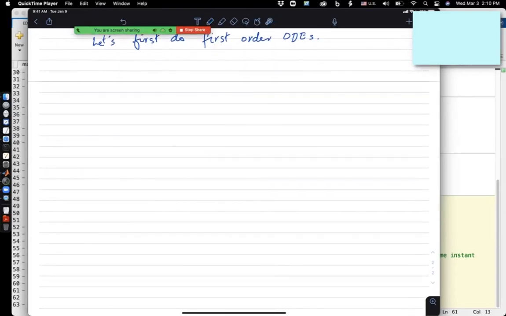Okay, so a first order ODE is going to look like this. Let me just take this example. Let's say dx by dt equals v of t. Someone has given you the velocity as a function of time, and you're trying to find the position as a function of time. Find x of t, given v of t and x of 0, okay?